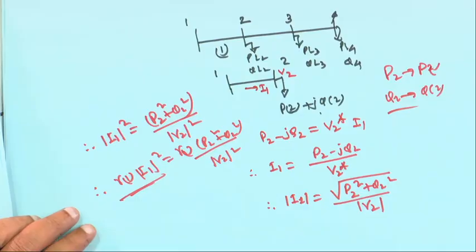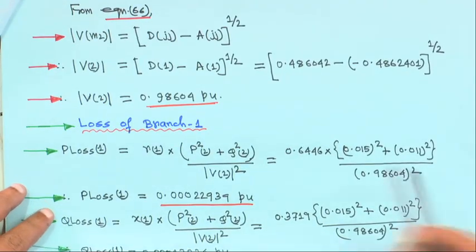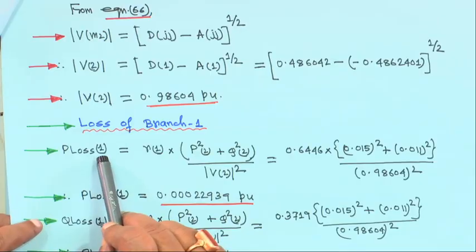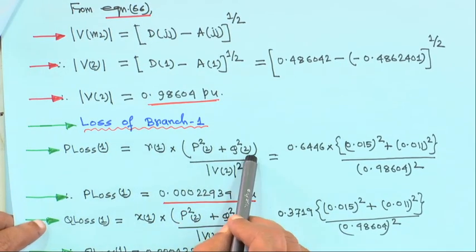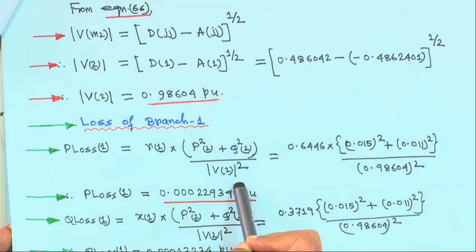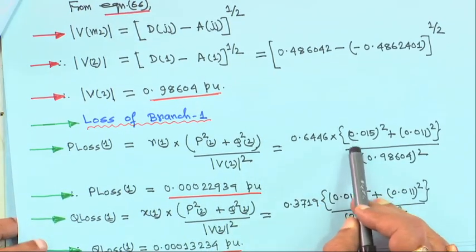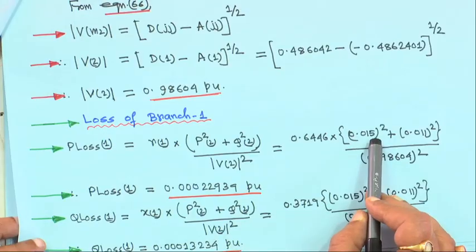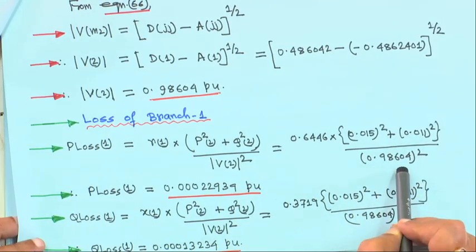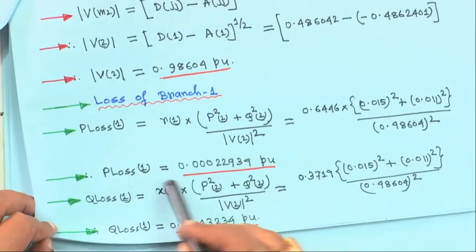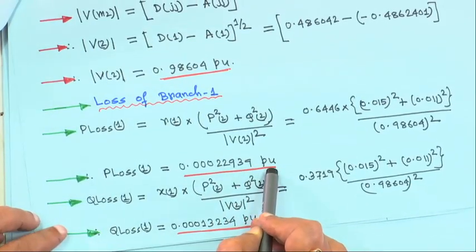Therefore, when you compute the loss of branch 1, it is P loss 1, that is the loss of branch 1, equal to R1 into P2 squared plus Q2 squared upon V2 magnitude squared. So, R1 is 0.6446 into P2 is 0.015, first iteration is going on, plus 0.011 squared divided by 0.98604 squared. So, P loss 1 will be 0.000223939 per unit.